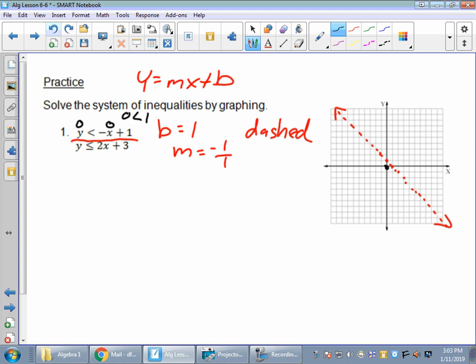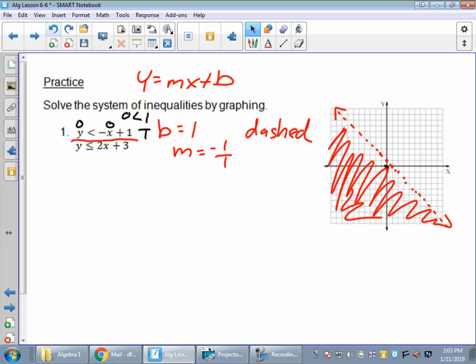Is that true? Well, yes, it is true. So because it's true, I shade the side where 0, 0 is. So I would shade all of this. And I'm going to do it in red because I'm using the red line. So I'd shade this side here. Okay?